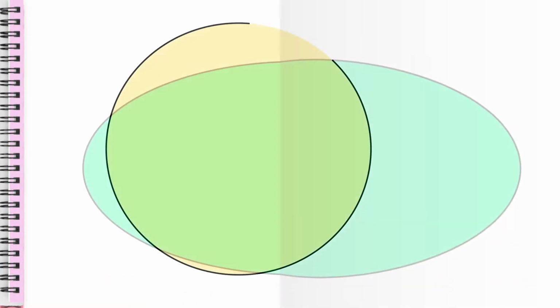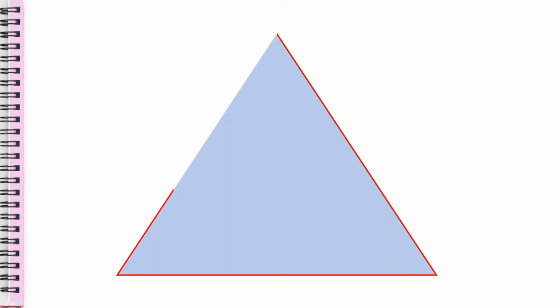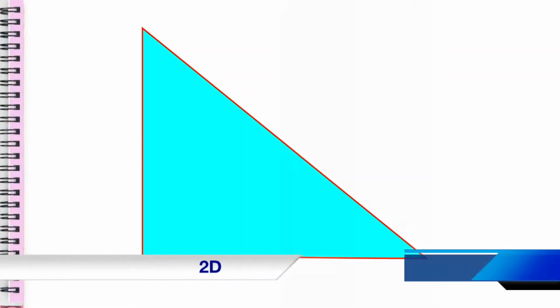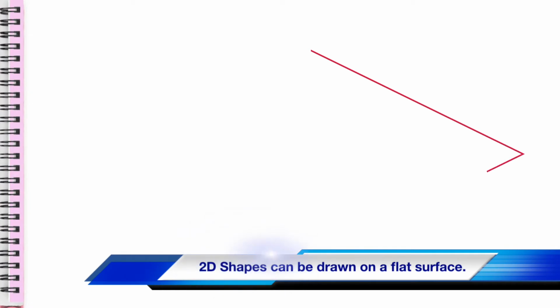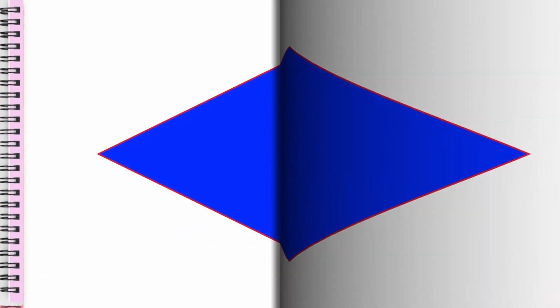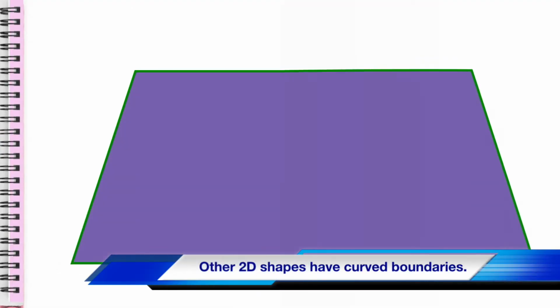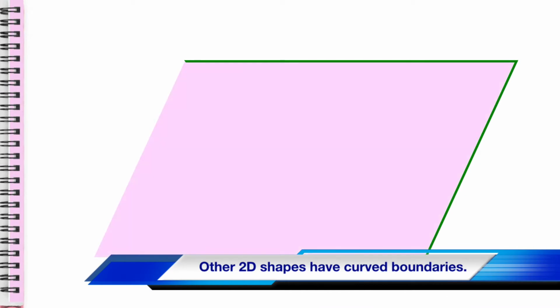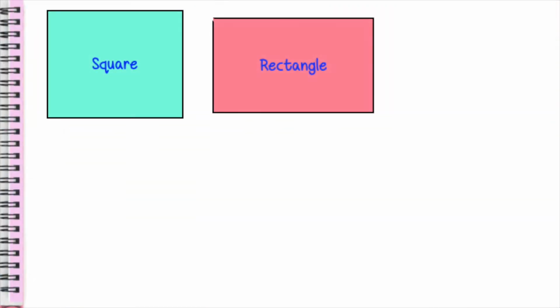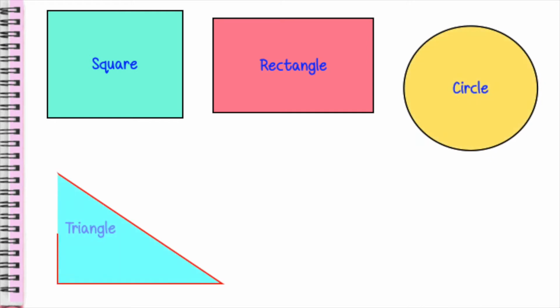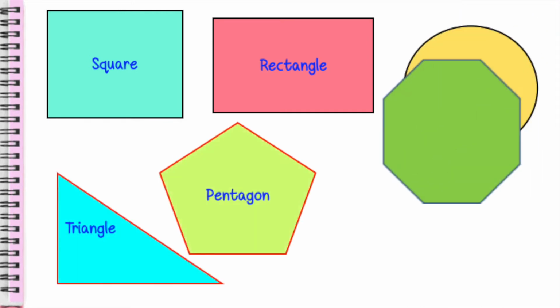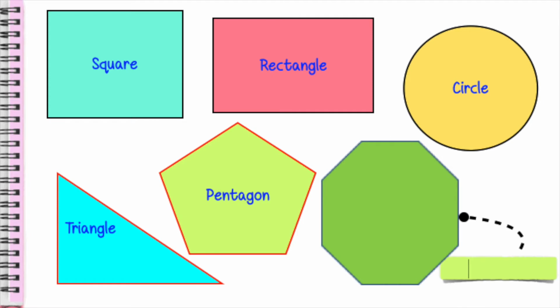What are 2D shapes? In mathematics, 2D shapes are plane figures that can be drawn on a flat surface such as a sheet of paper. Some 2D shapes have sides and corners. Others have curved boundaries. The following are 2D shapes with sides and corners. 1. A square. 2. A rectangle. 3. A circle. 4. A triangle. 5. A pentagon. 6. An octagon.